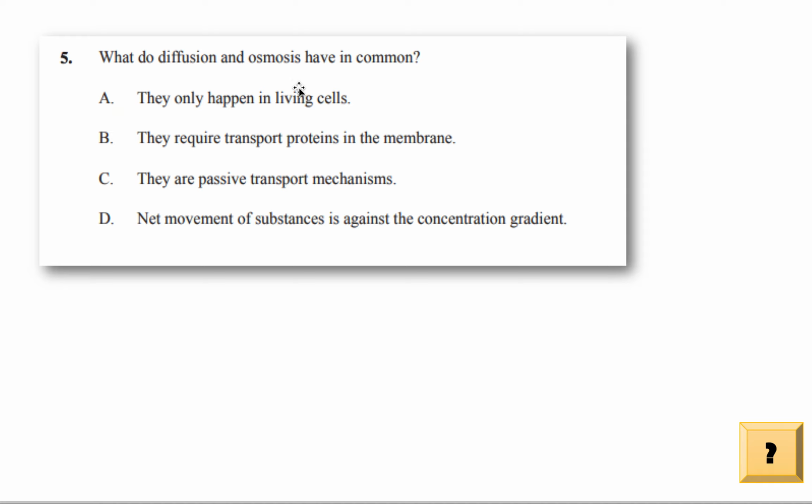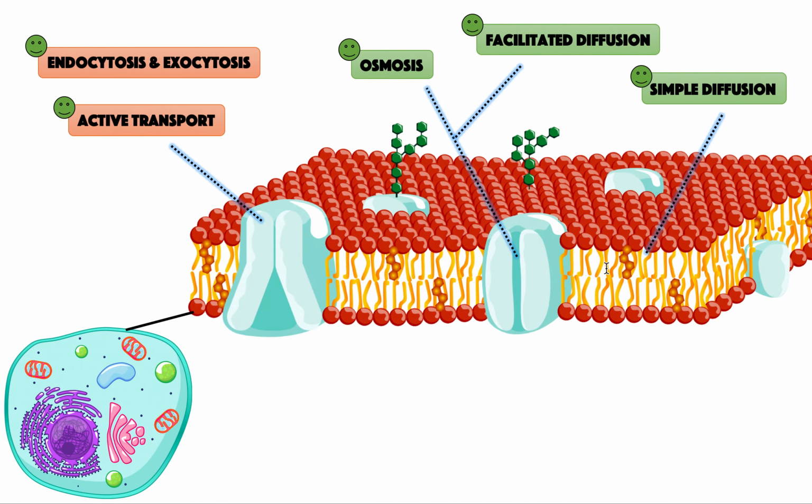Okay, so here they ask you a question that requires you to know well two of the types of membrane transport, diffusion and osmosis. So what do diffusion and osmosis have in common? So we know diffusion is the process by which molecules move down. Diffusion is simply called, in another way, simple diffusion. So simple diffusion can also be called simply diffusion, like without the symbol.